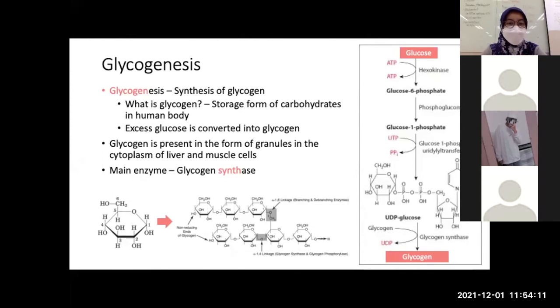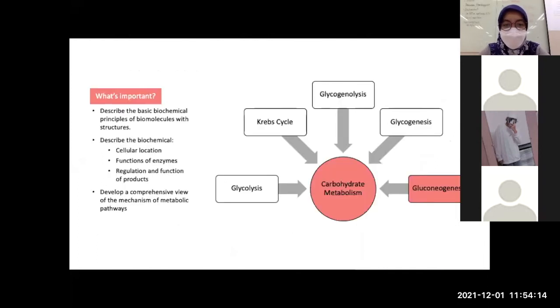Okay, one more pathway for carbohydrate metabolism. We have covered glycolysis, breakdown of glucose, and then pyruvate from glycolysis will enter the Krebs cycle in the mitochondria, where it will generate energy and mitochondria will store the ATP. And then we have glycogenolysis, breakdown of glycogen store. We also have glycogenesis, when glucose is in excess, so we want to store that glucose. So now we have gluconeogenesis.